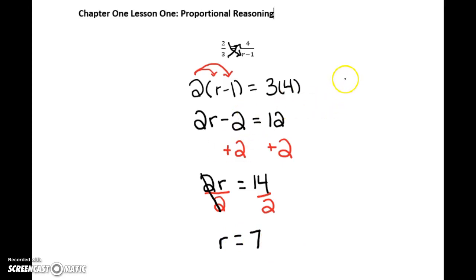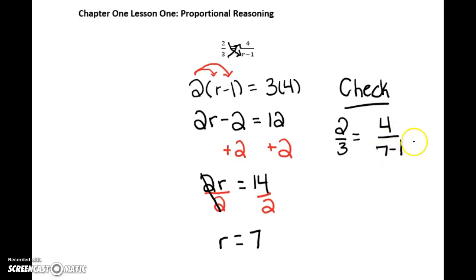And if you're not 100% confident with your work, one thing that's always really good practice is to check your work. So to check your work, you just take your answer and you plug it into your original expression for that variable. So you should rewrite your expression, and just instead of having r, you put 7 there instead. And then what we're going to do is we're going to simplify this right-hand side and show that it in fact equals 2 over 3.